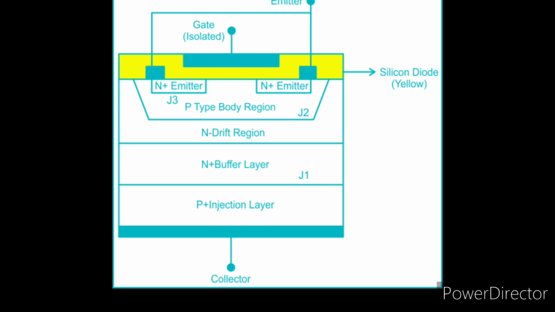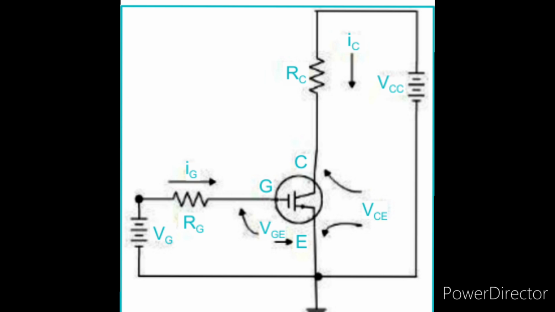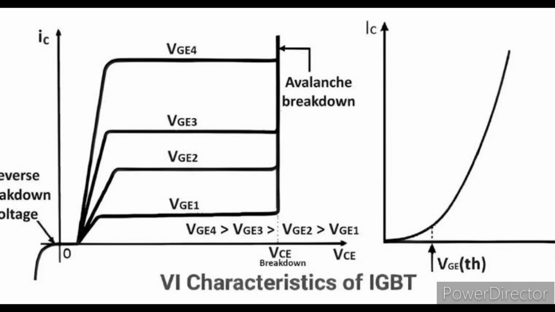So finally the electrons move from n plus region into p-type body region and into the n minus drift region, and holes move from p plus injection layer into the n minus drift region, enhancing the current flow from the collector to emitter. This figure is the equivalent circuit of IGBT. Go through the circuit diagram to understand the direction of currents and the polarities of voltages. The figure shows the output characteristics and transfer characteristics of IGBT. The output characteristics are mentioned in the right side and transfer characteristics are mentioned in the left side.